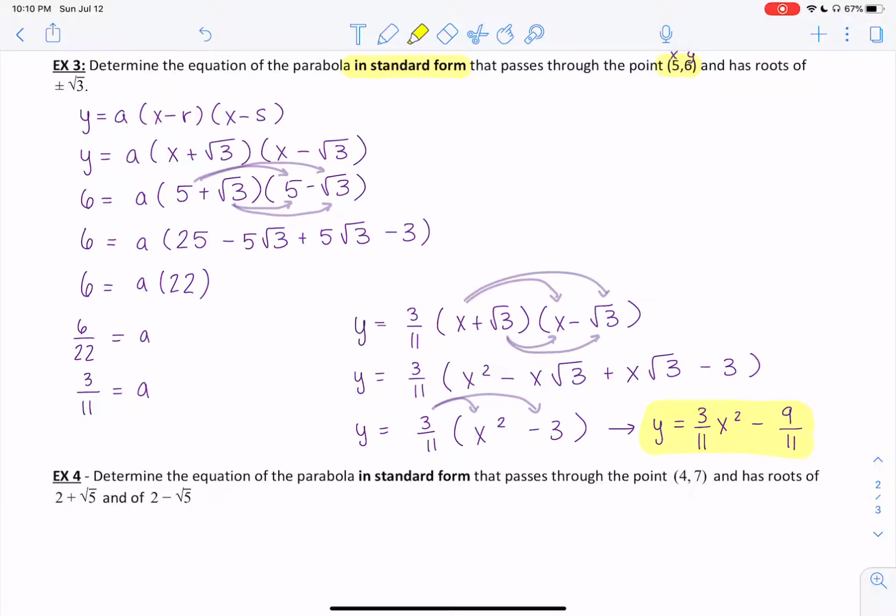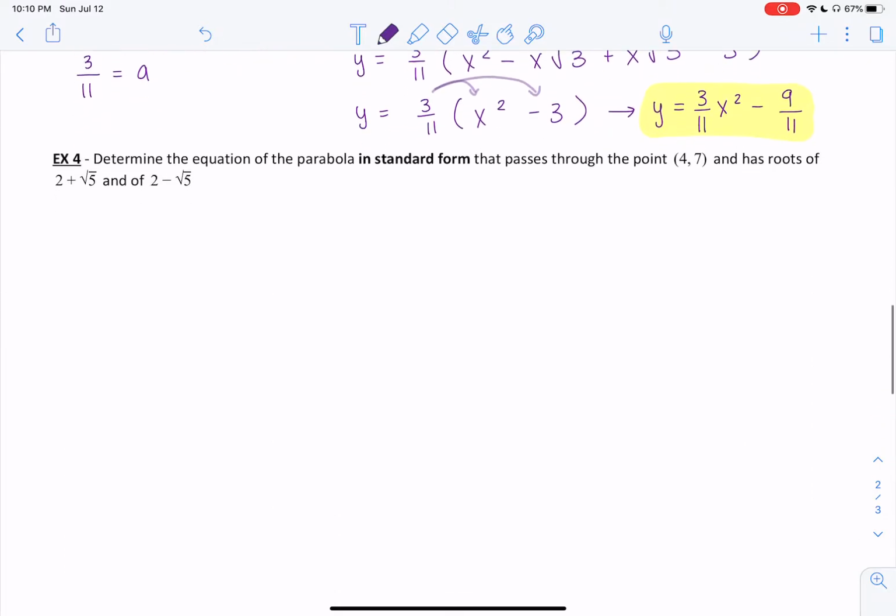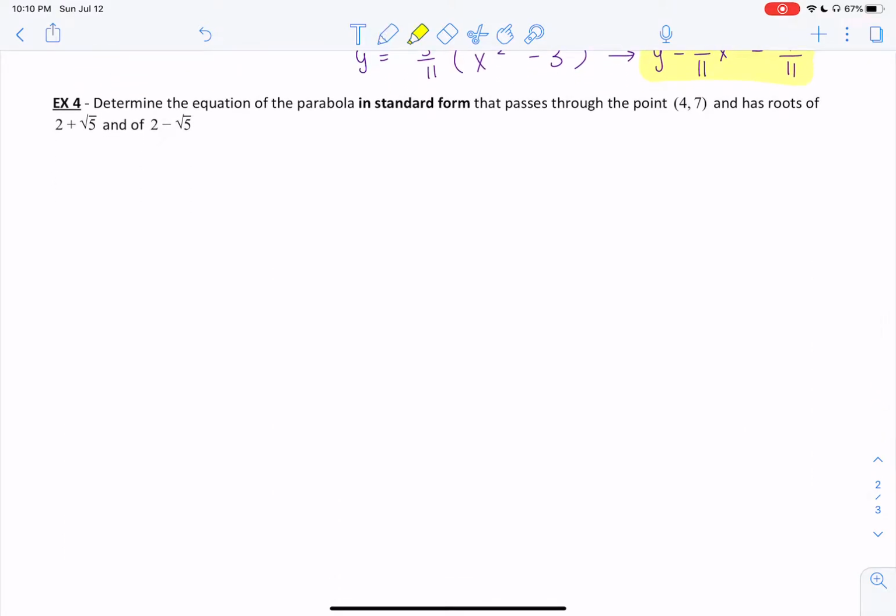All right, let's do one more example together. For example 4, we're going to determine the equation of the parabola in standard form that passes through the point (4, 7) and has roots of 2 plus root 5 and 2 minus root 5. So again, because it's giving us the roots, we're going to start with factored form. So let's write that out.